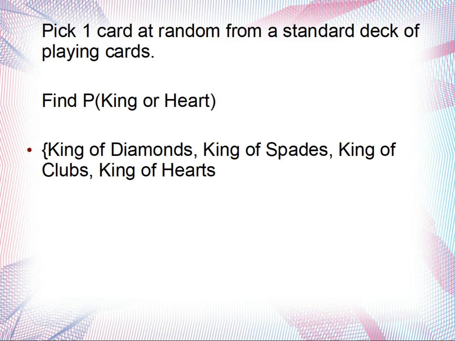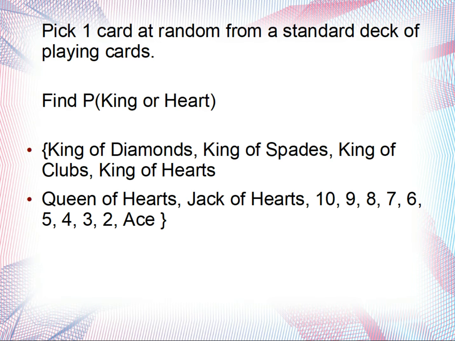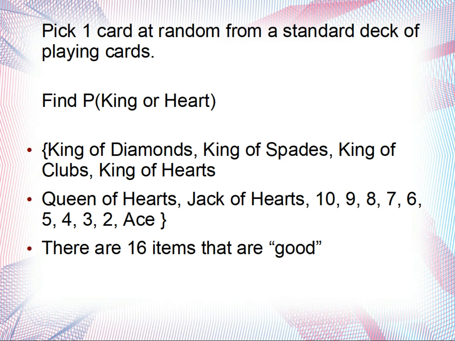And now I'm going to list all of the hearts. I've already listed the king of hearts, so that means I just need to list the other ones. So I have the queen of hearts, the jack of hearts, then the 10, 9, 8, 7, 6, 5, 4, 3, 2, and ace of hearts. So if you count all of these, there are 16 items that we want. So that means that the probability is 16 out of 52.